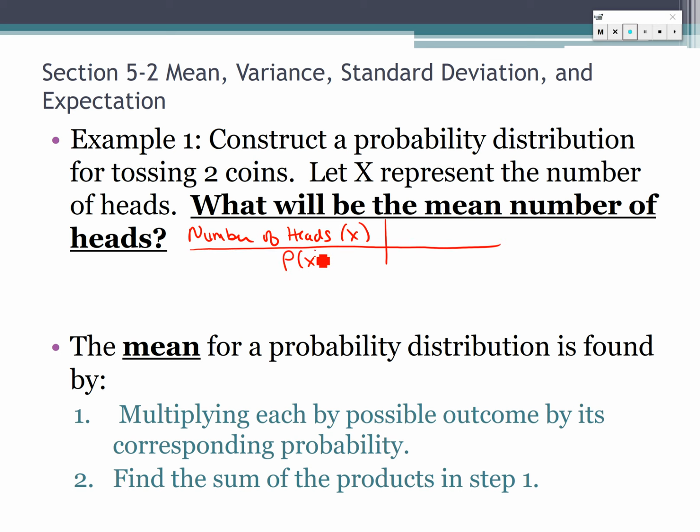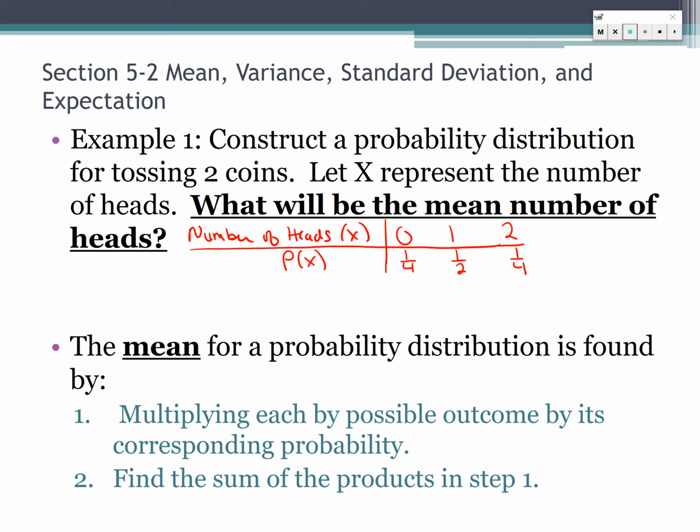And then we had the probability. So we could have had 0, 1, or 2 heads show up if we're tossing 2 coins. 0 was a fourth, 1 head was a half, and 2 heads was a fourth. So you created this yesterday. Now our goal today is to find, first of all, the mean for that distribution. And then we're going to move on and also find variance and standard deviation.